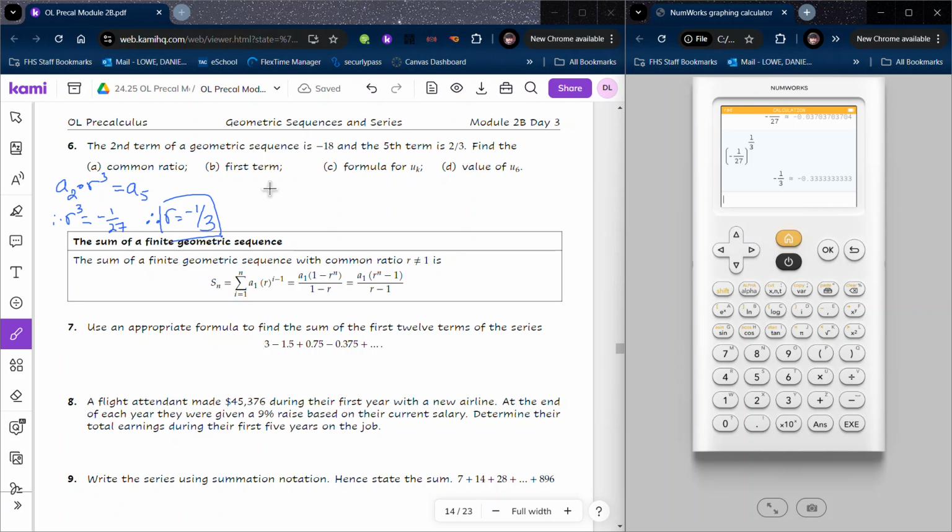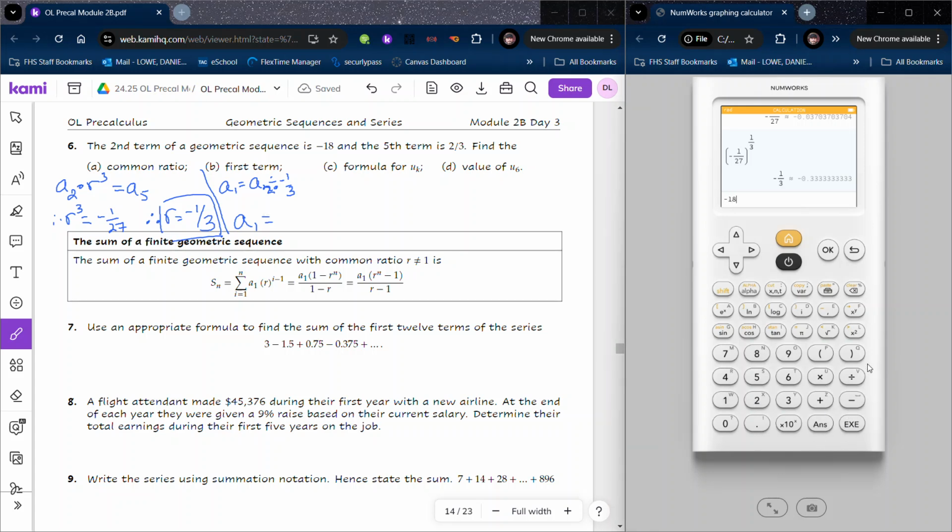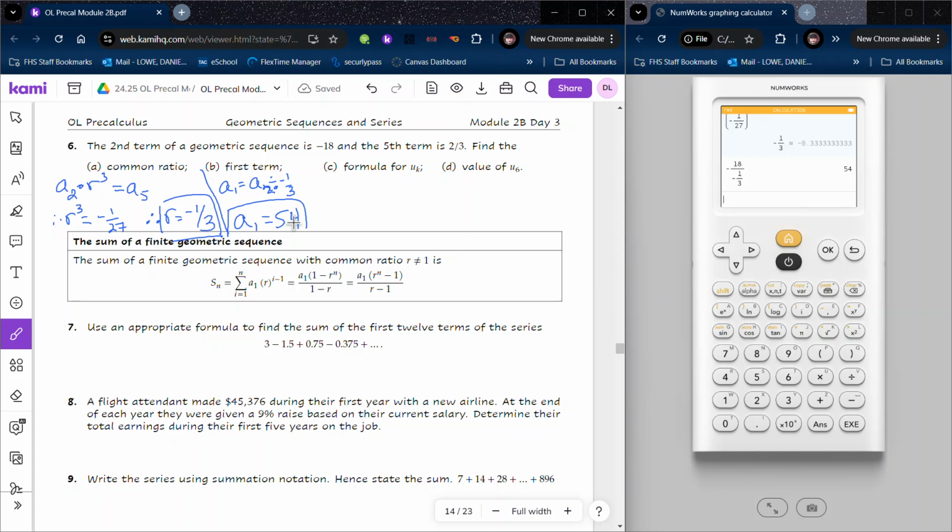Okay. If I wanted to find my first term, then I know that my first term is going to be negative 18 times 3 because I can divide by negative 1/3. And so that first term is going to be my second term divided by negative 1/3. So that first term is negative 18 divided by negative 1/3, and so I'll get that my first term is 54.